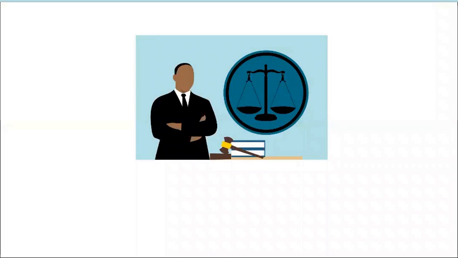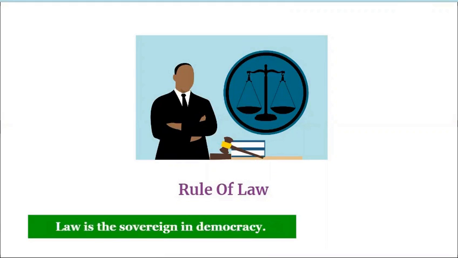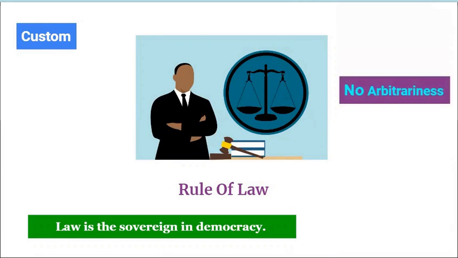So next, one of my favorite features, rule of law. Law is the sovereign in democracy. The main ingredient of law is custom, which are practices and beliefs that we have been practicing for a very long period of years now. Rule of law means the sovereignty of the common people's collective belief, right? When there is a rule of law, there is no room for arbitrariness.